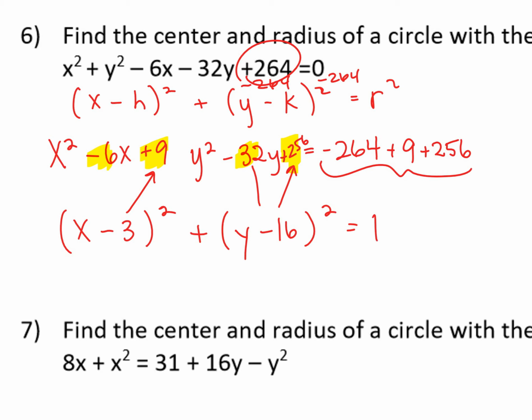All right, so it said find the center and radius, so we're not going to stop here. We've got it in standard form. The center is going to be h, k, so 3, 16. My radius is the square root of 1, and that is just 1. All right, looking good.